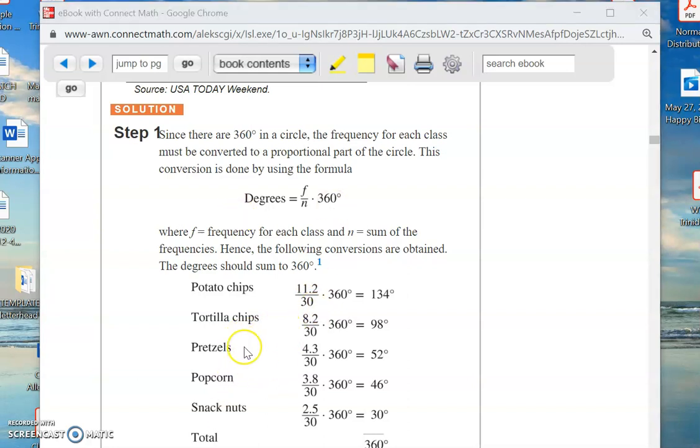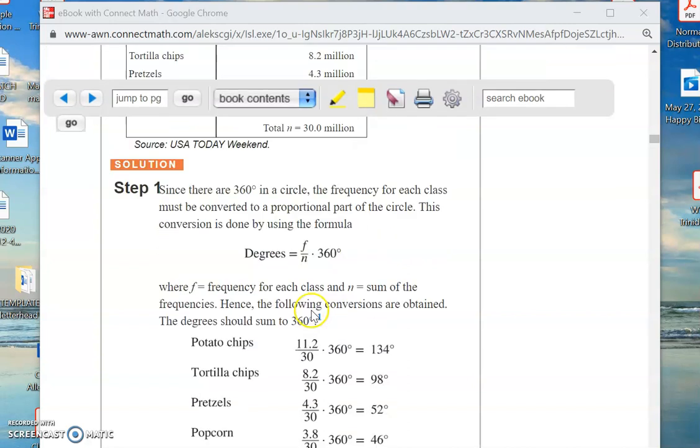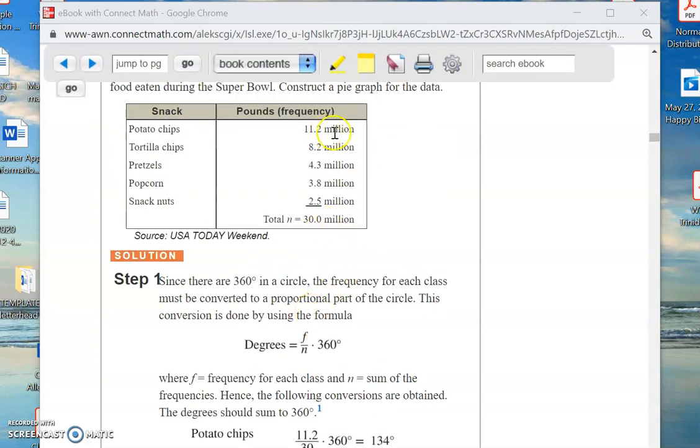Okay, I got my little handy dandy calculator out. 11.2, that's the number of potato chips that were sold, divided by 30. That's the total number. So 11.2 million divided by 30. What do you get? You get 0.373. So it's 0.373, a little more than a third of all of the snacks. So a little over a third of all of the snacks were potato chips.